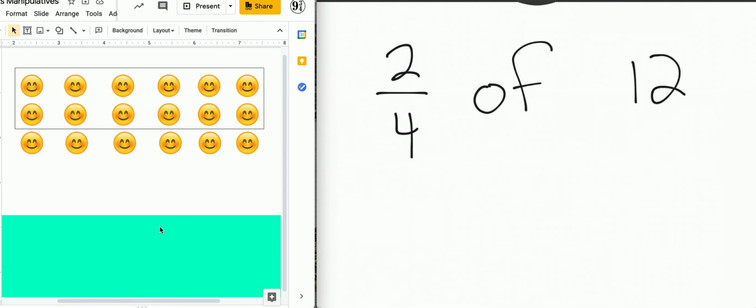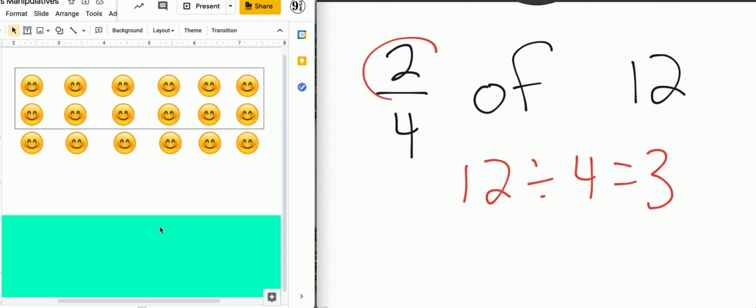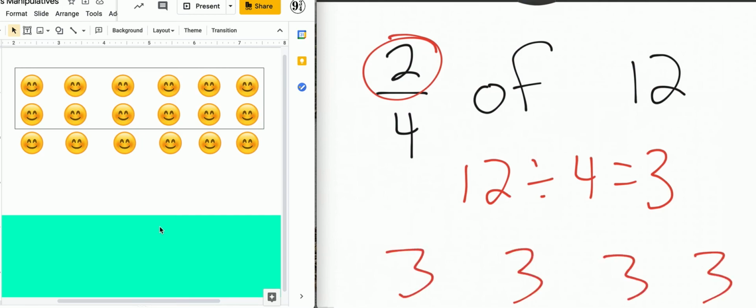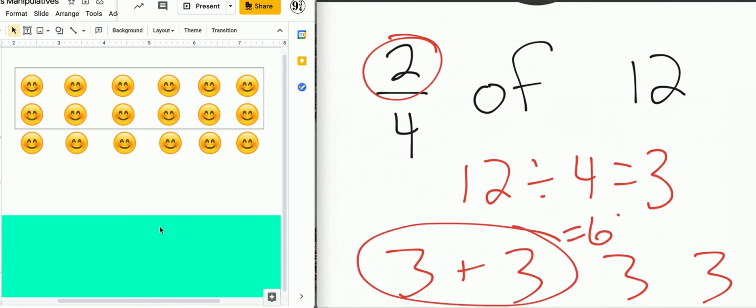Same idea. If I were to say, what is 2/4 of 12? Again, I would be taking 12, splitting it into 4 parts, which is 3. But now I want 2 of those parts, so 3 plus 3 is 6. So if I were to take 2/4 of 12, or in other words, 2/4 is a half of 12, I would come up with 6.